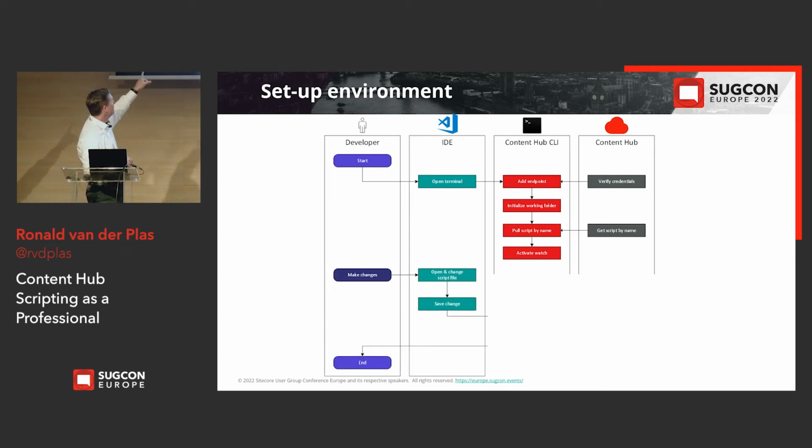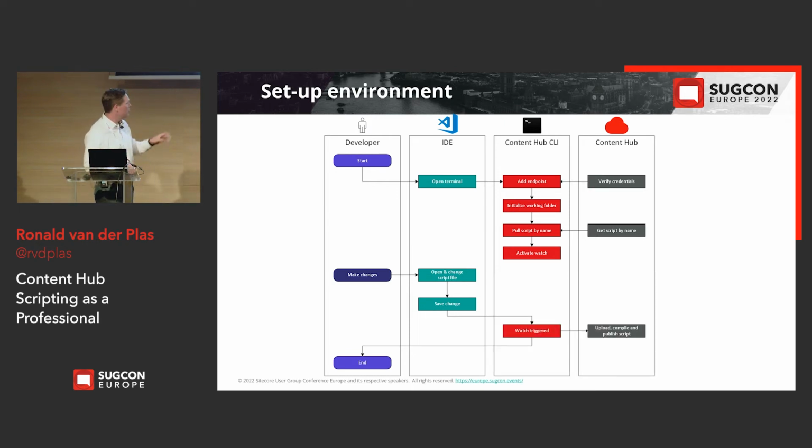At that point, you can just go into your IDE. You open that file, that script file that has just been downloaded. You can start making the changes. You save them, and when you save, the watch that we set up earlier is triggered, and it immediately uploads the file. It compiles it for you and also publishes it. So you don't need to go into the Content Hub. It does that automatically for you, saving a lot of time.